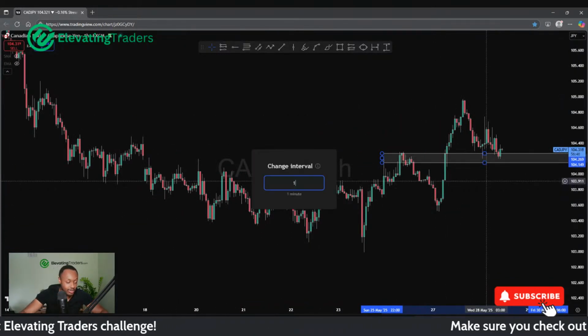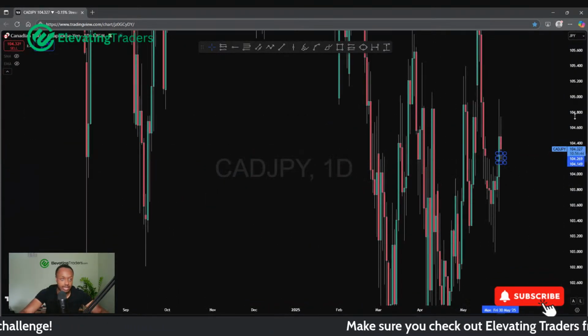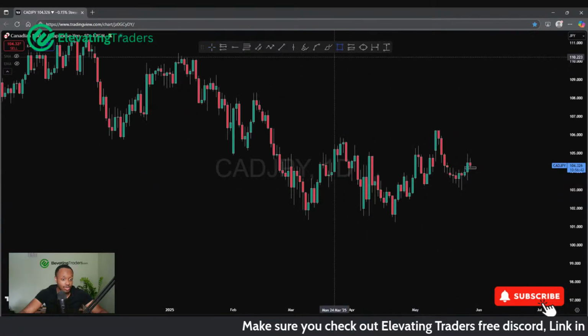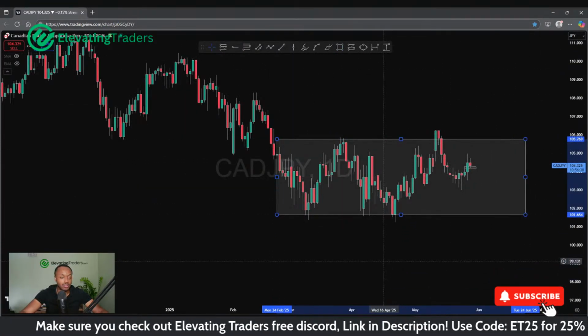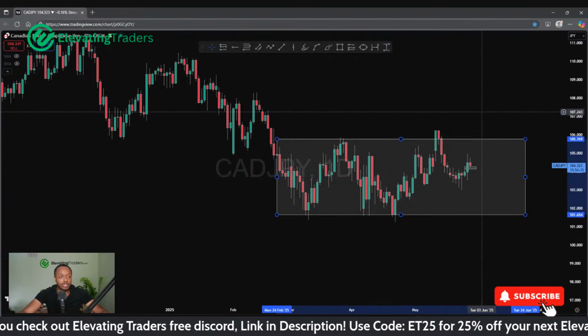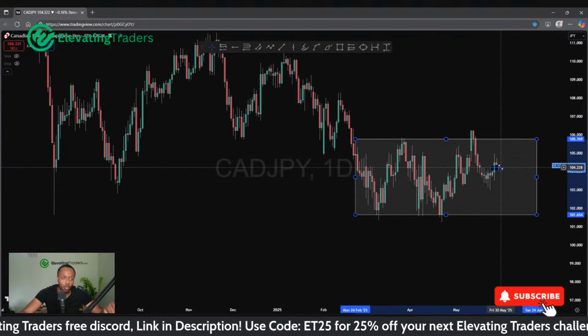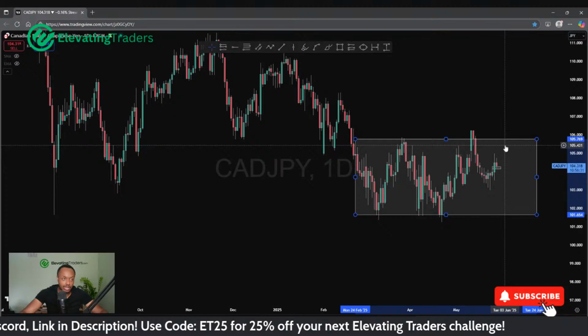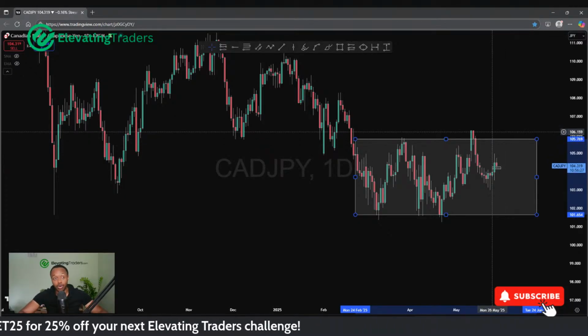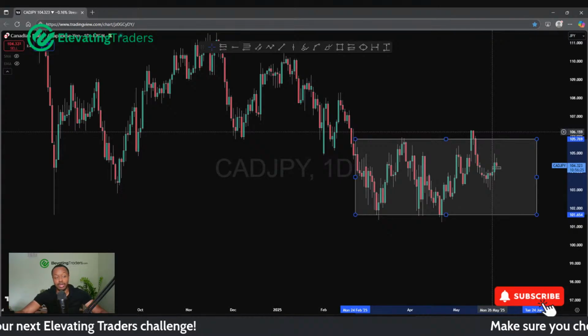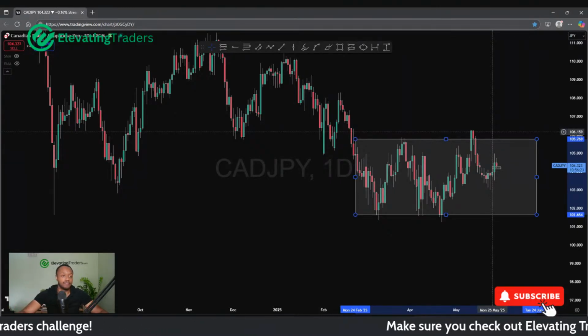The only reason why I don't like CAD yen is basically how we're moving on the higher time frames. The daily chart just looks way too messy for me. This looks like a range, and it looks like we're trading in the middle of the range, and that's literally the place which I want to stay as far away from as possible, because that's where the most speculation will be, the most indecision will be.